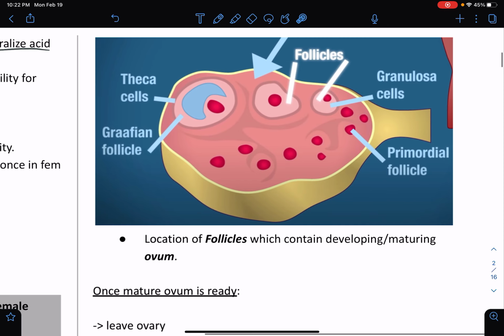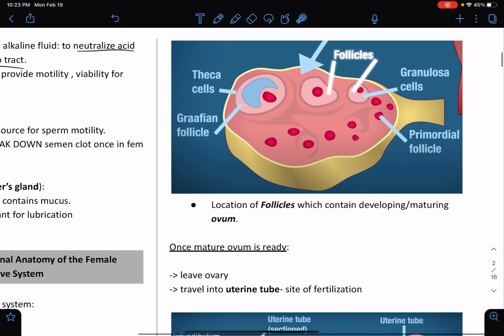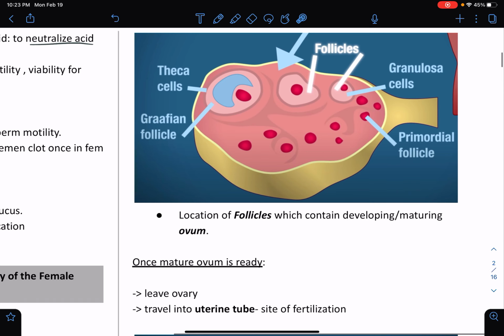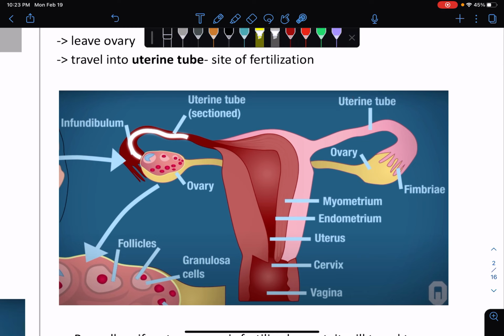In each ovary we have these parts. You don't really have to know this if you're not going to med school, but the follicles contain developing or maturing ovum. So this is where oogenesis happens, if I'm not mistaken. Once the mature ovum is ready, it leaves the ovary and travels into the uterine tube, or the fallopian tubes, which, like I mentioned earlier, is the site of fertilization. That's where the sperm and egg meet.